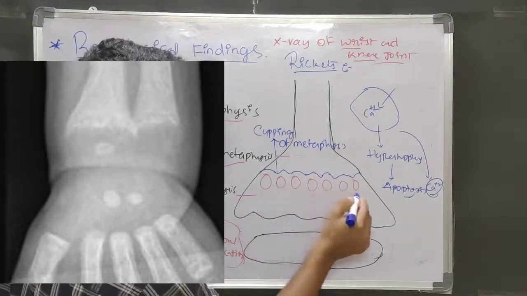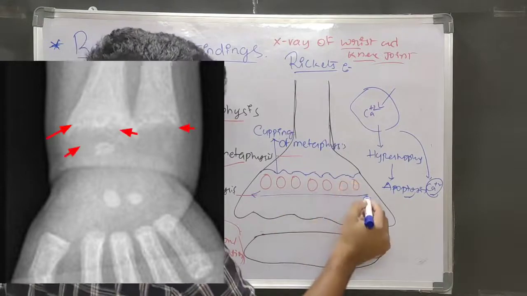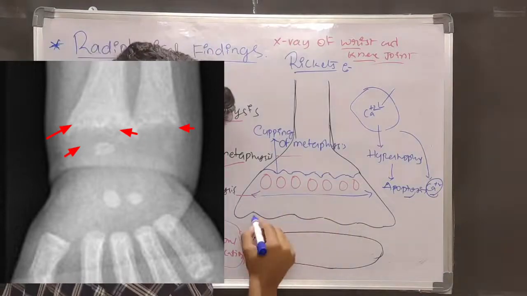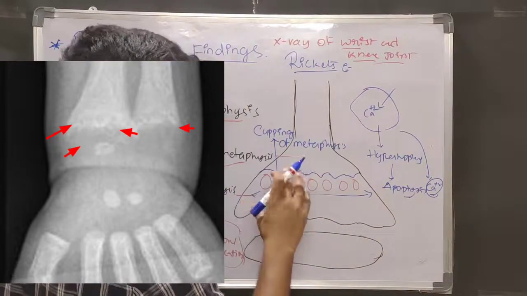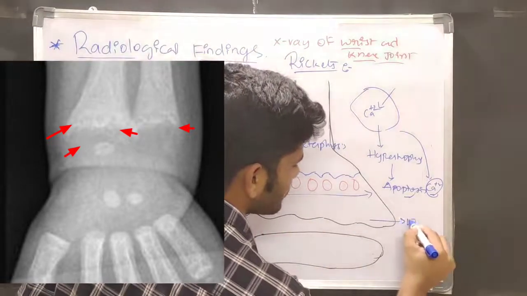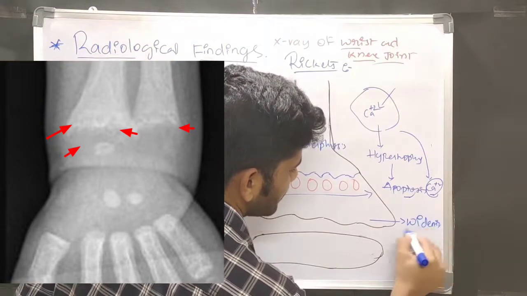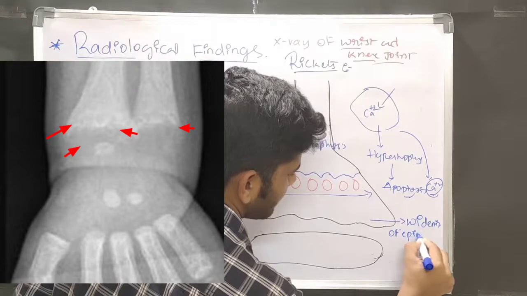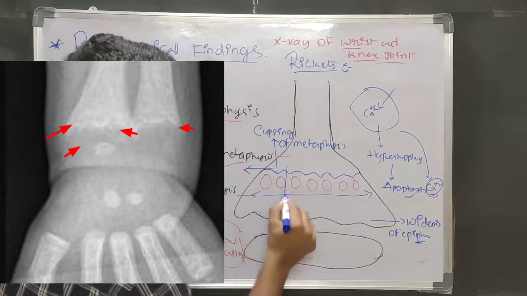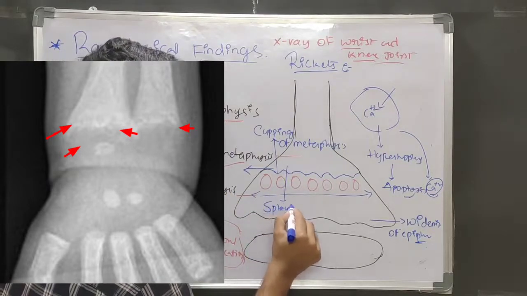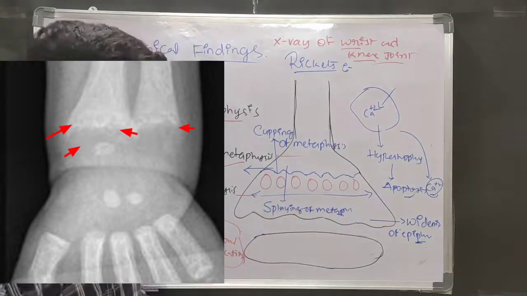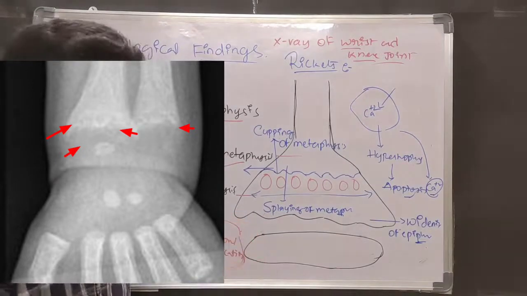And due to the growth and hypertrophy of cartilaginous tissue, the bone will expand. So with that, the metaphysis as well as the epiphysis will also expand. So we also observe the widening of the epiphysis as well as the splaying, or the spread, of the metaphysis. Splaying of the metaphysis is observed.